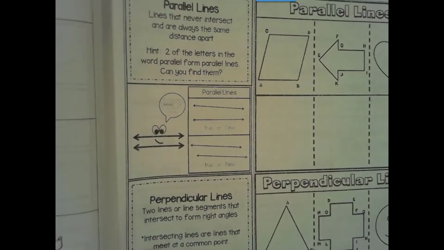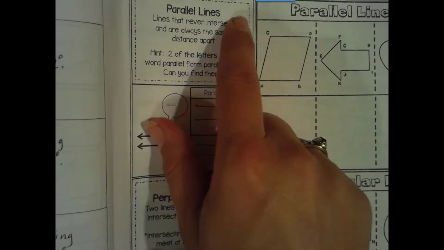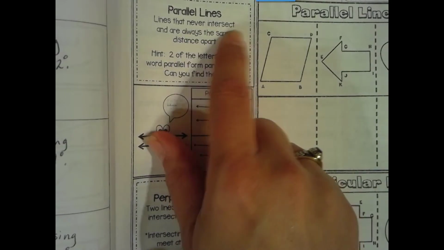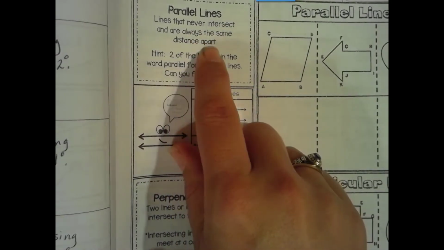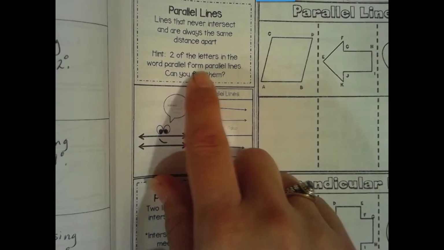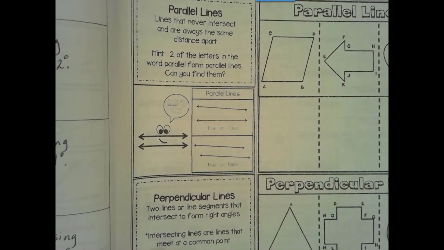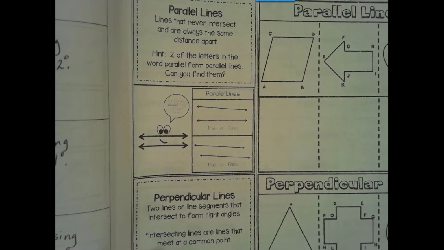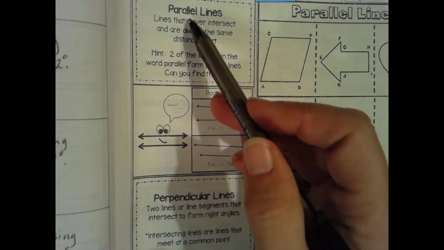Okay, so here we're just going to look. Parallel lines, lines that never intersect and are always the same distance apart. Hint, two of the letters in the word parallel form parallel lines. Can you find them? Hopefully you found the two L's are parallel.